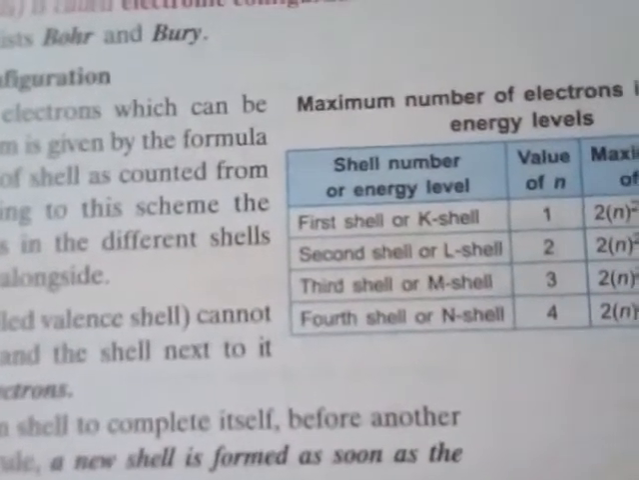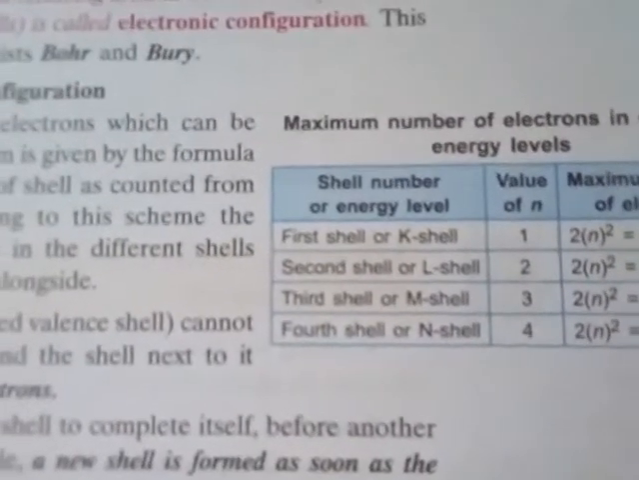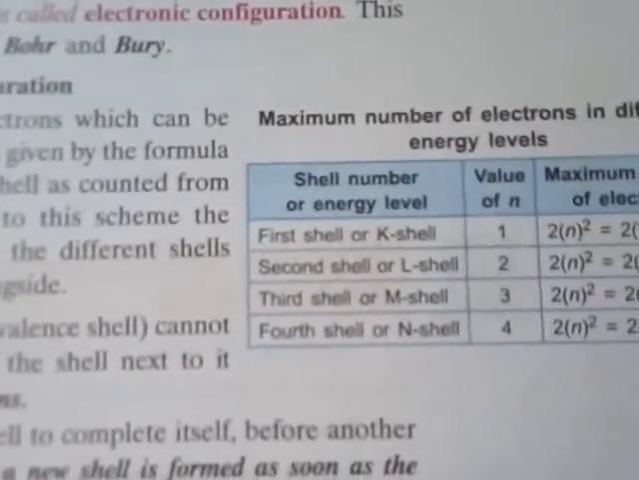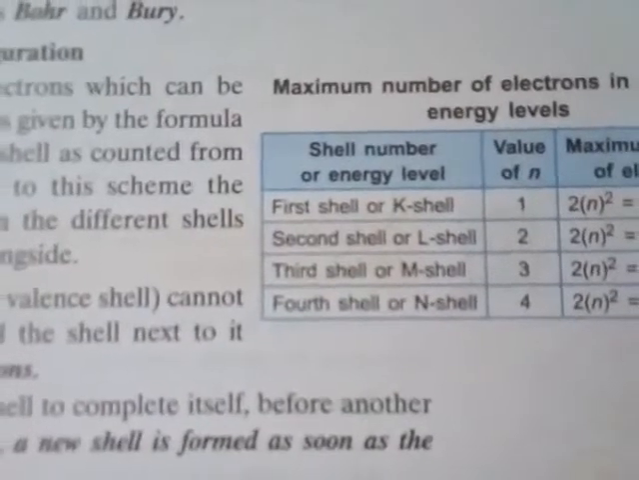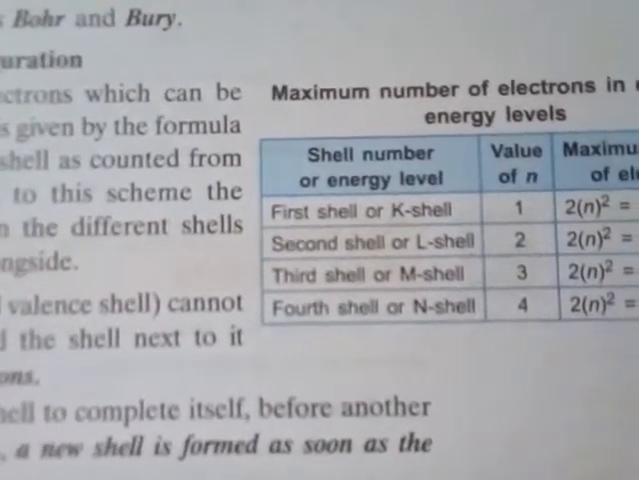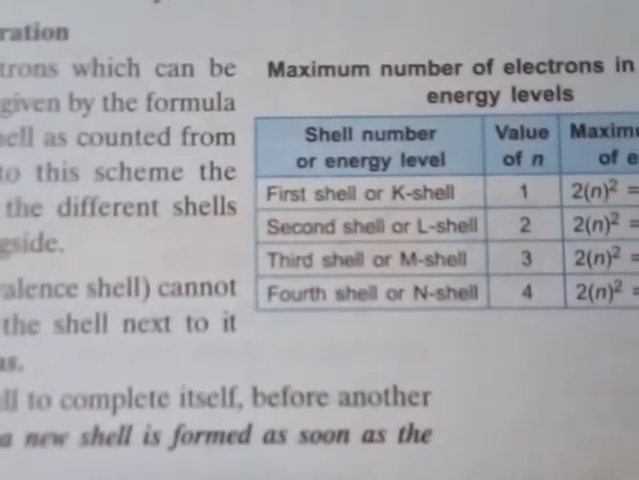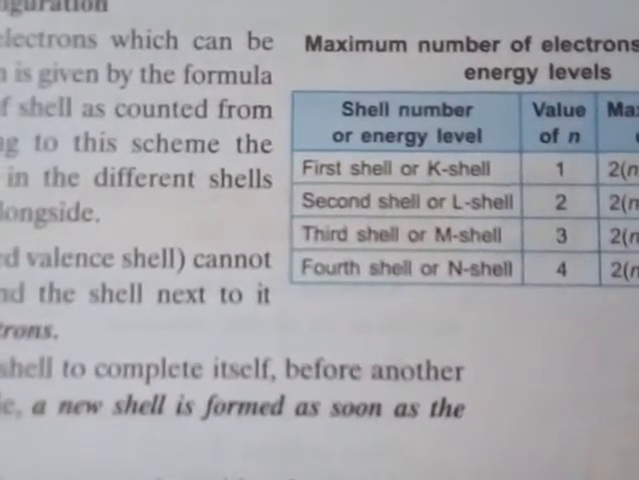The second rule is about the outermost shell. The outermost shell is called the valence shell. The valence shell means the shell that participates in valency, or you can say in bonding. That is called the valence shell, or the outermost shell, and that particular shell cannot have more than 8 electrons.